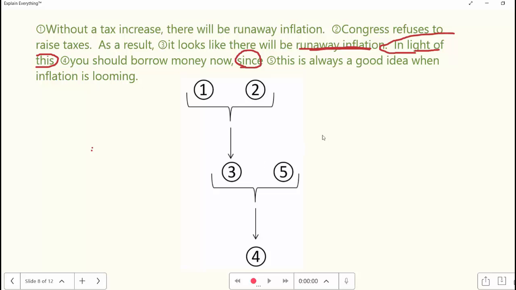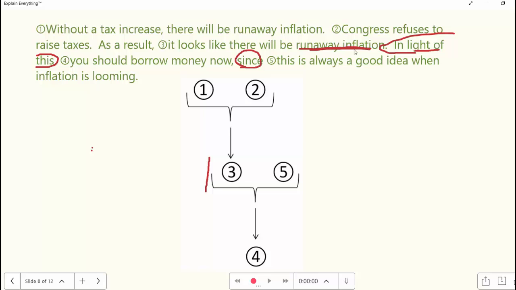So then notice that 3, even though it was inferred from 1 and 2 together, now is working with 5 together. Because if we didn't have the inference, if we didn't have 3, and all we know is that it's always a good idea to borrow money when inflation is looming, that's not yet going to tell you that you need to borrow money, because you don't know whether you're going to have runaway inflation yet, right? In the near future, you don't know.